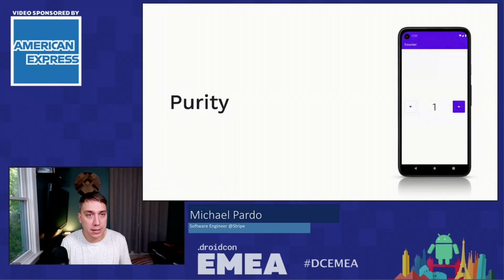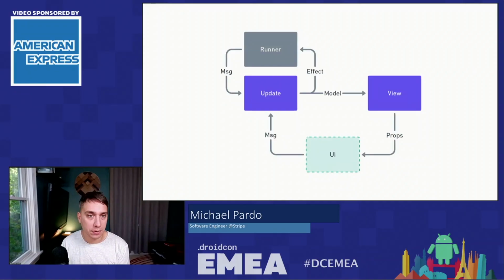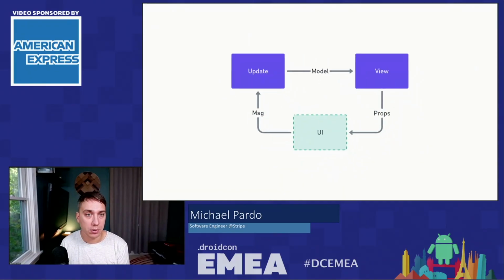So let's write a sample app to see concrete examples of all these concepts. We're going to write a counter. At first, it will be very simple, and slowly we will add features to demonstrate concepts like boundaries and composition. But to start, we're going to focus on purity. Again, here's the full MVU diagram, and we're going to focus on this pure loop.